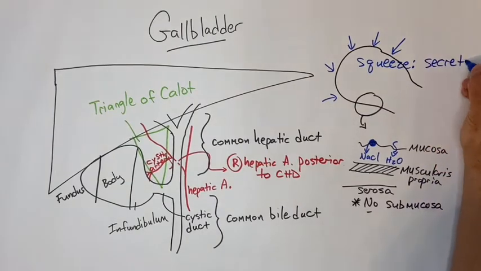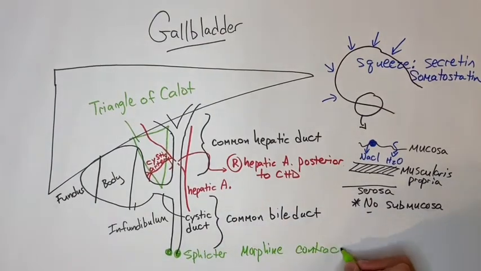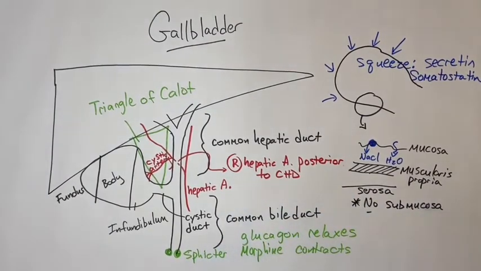The gallbladder squeezes in response to cholecystokinin and somatostatin. Morphine causes contraction of the sphincter of Oddi, whereas glucagon causes it to relax.